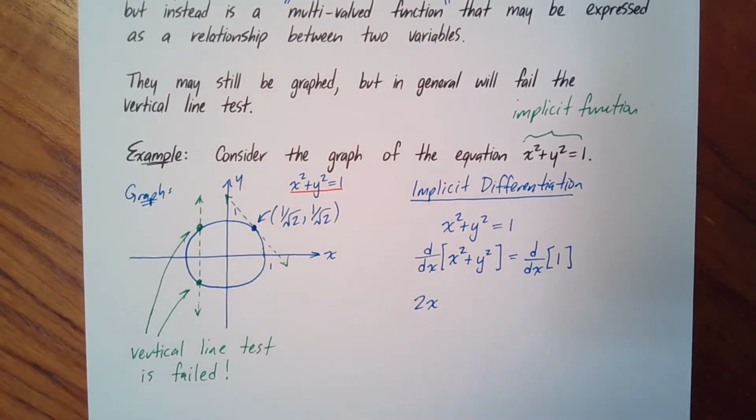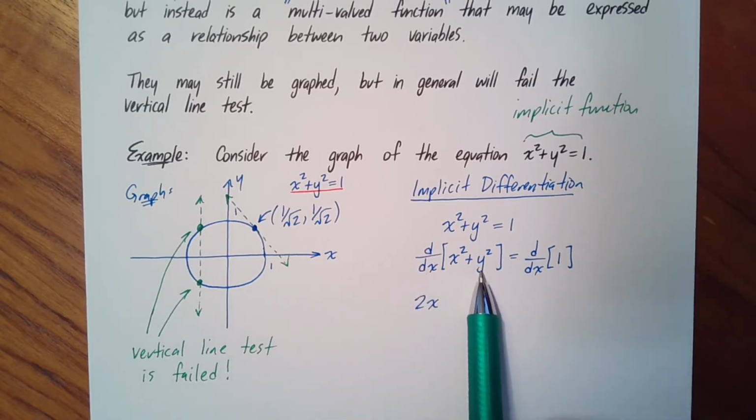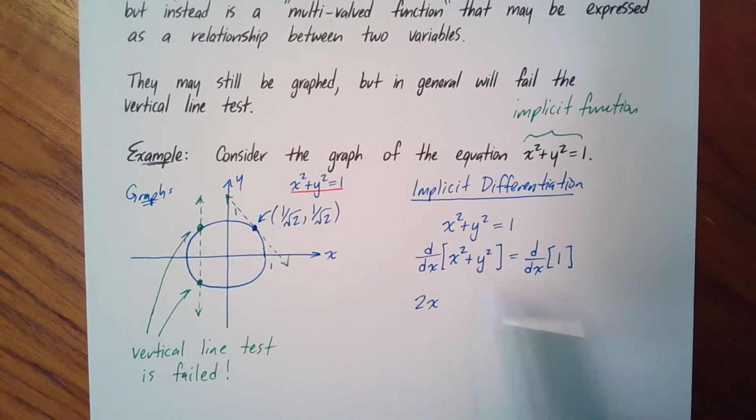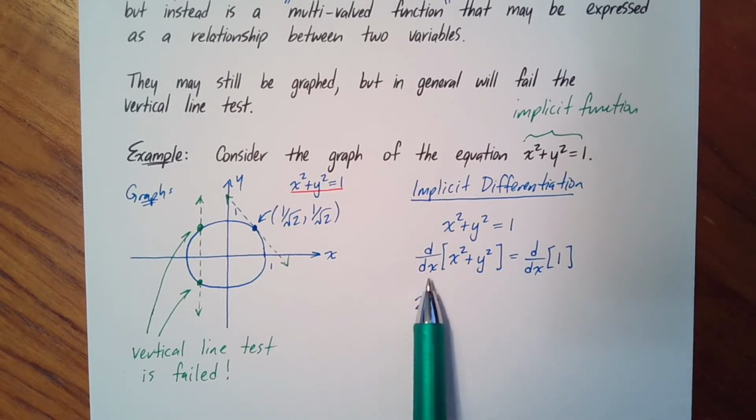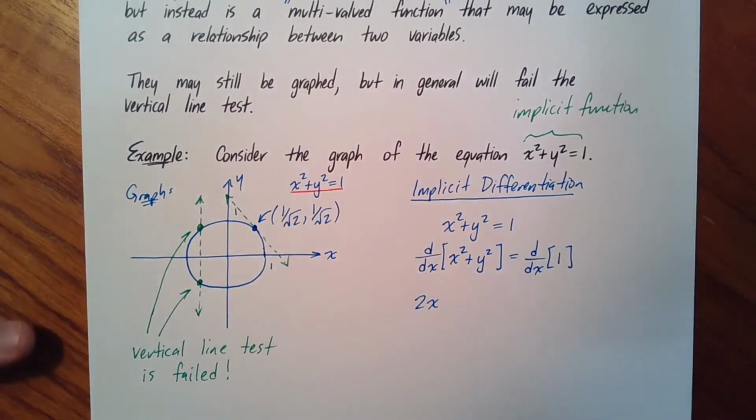What about y squared? How do you differentiate the y squared term? Well, that's where things change a bit, because if it was the derivative with respect to y of y squared, then we would just use the power rule and say 2y. But it's the derivative with respect to x here. And y is not the same as x, right? Y is, in fact, a function of x. It's an implicit function of x. So what do you do when you have an inside function? The answer is you use the chain rule.